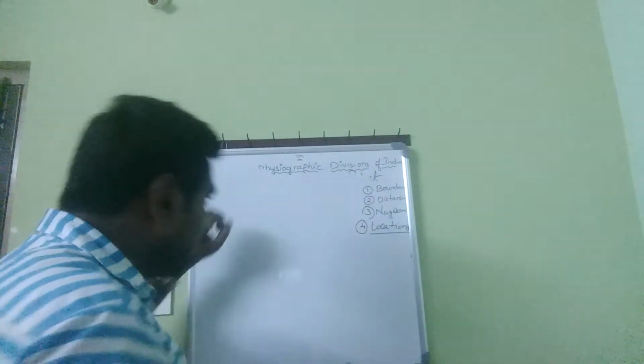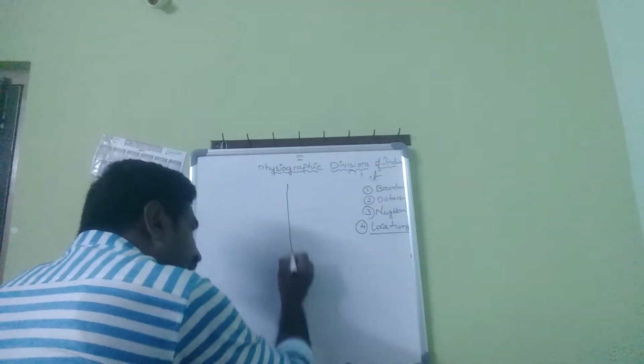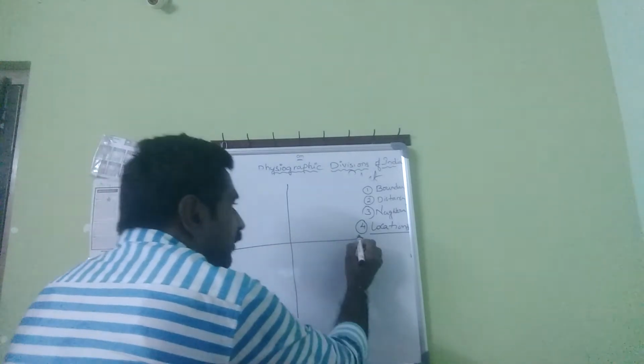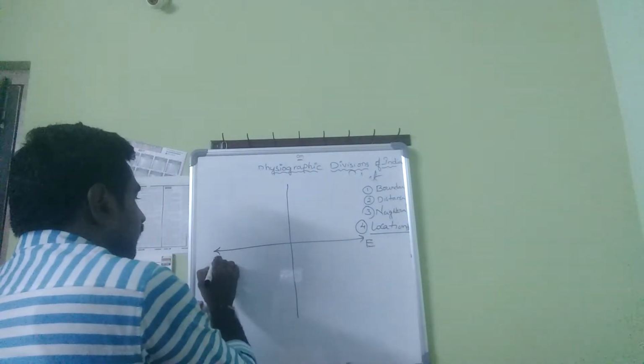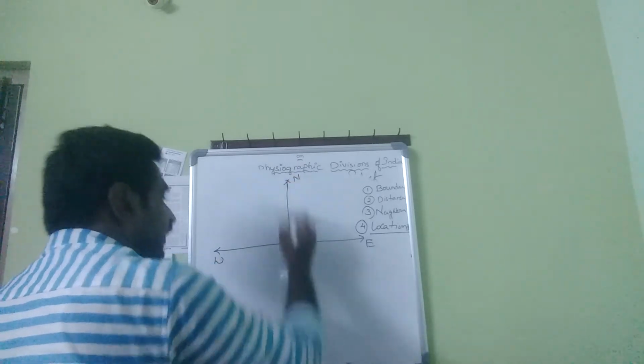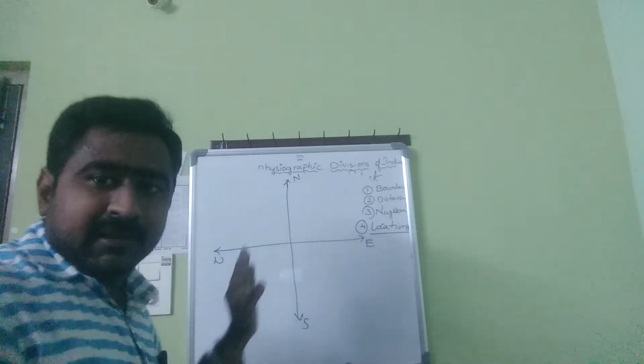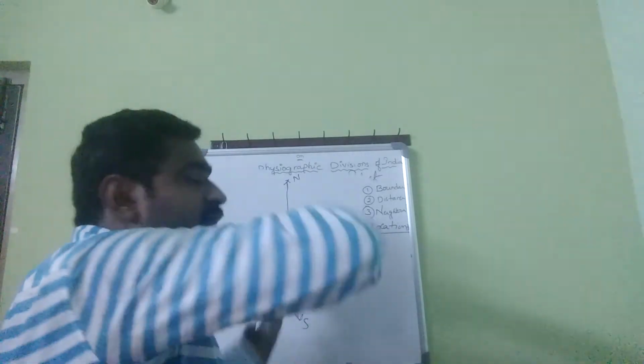So before going to know about this topic, we have to divide the entire world into 4 parts: east, west, and this is the north, and this is the south. So if you take this one, we have to know first of all the latitudes.